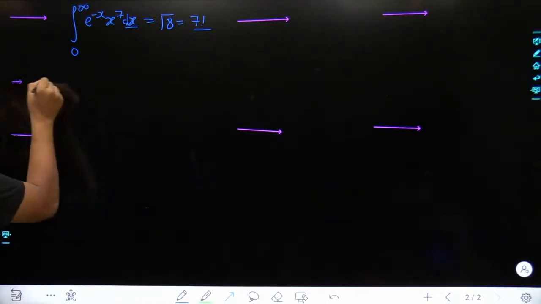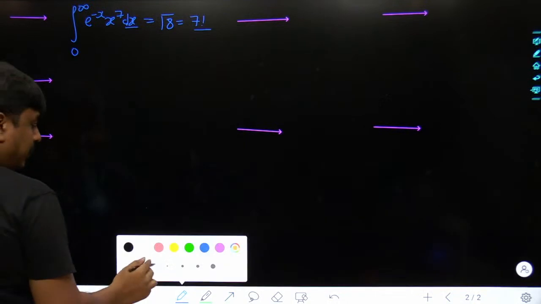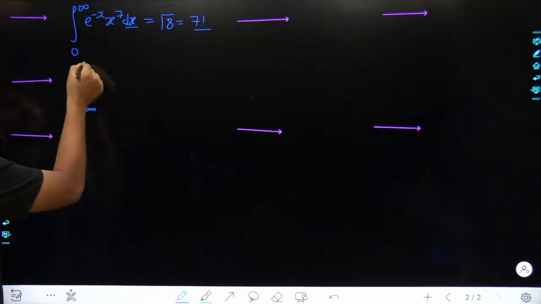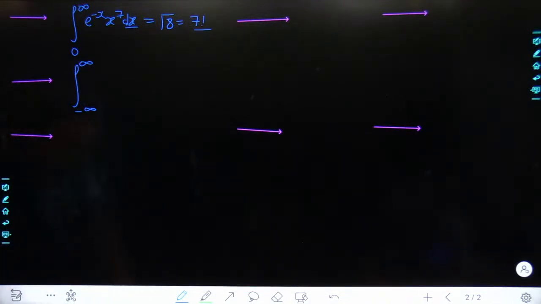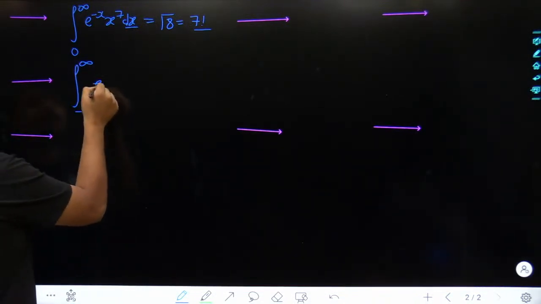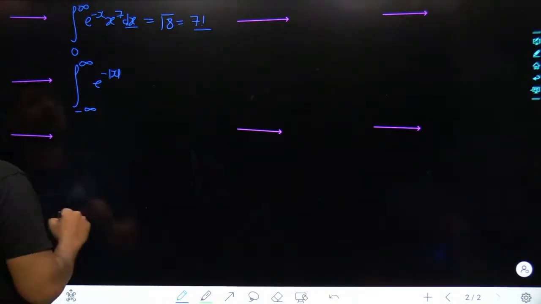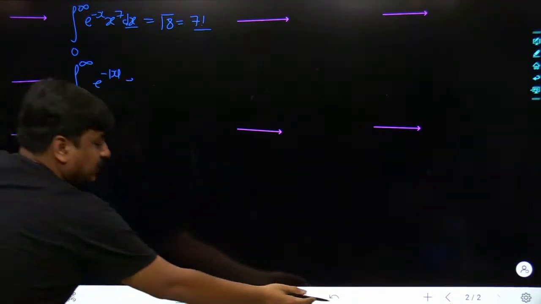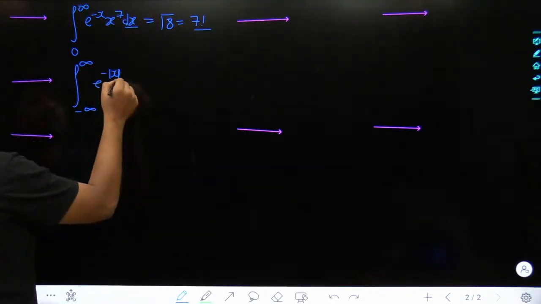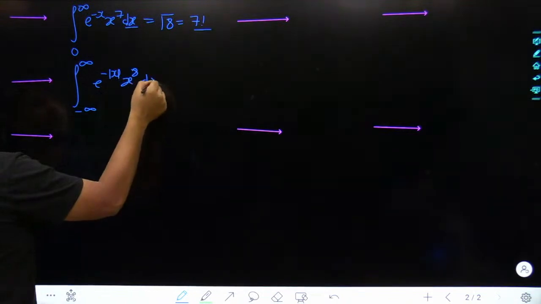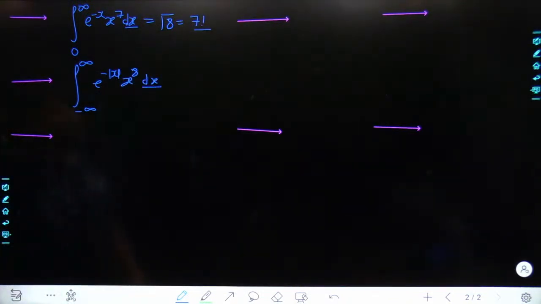Let's see how this problem has been framed. Rather than taking the integration from 0 to infinity, I have taken the integration from minus infinity to plus infinity. Rather than taking the function as e to the power of minus x, I have taken e to the power of minus mod of x. And rather than x to the power of 7, I have taken the function x to the power 8 dx. May I know what would be the worth of it?